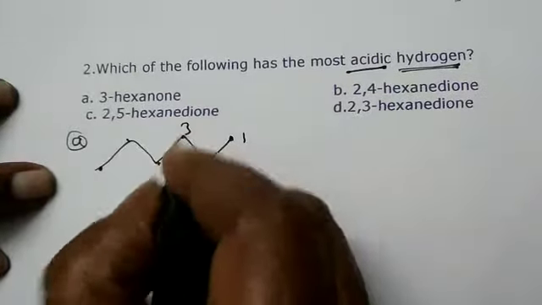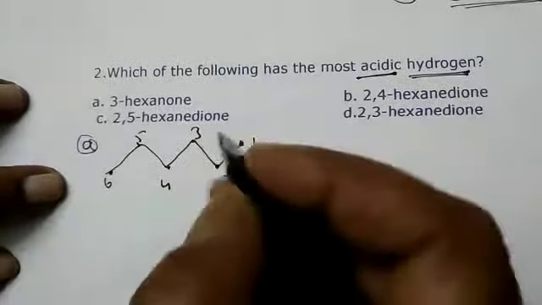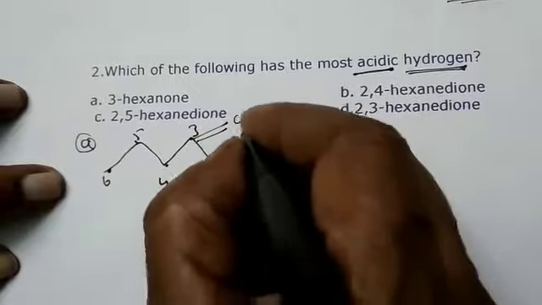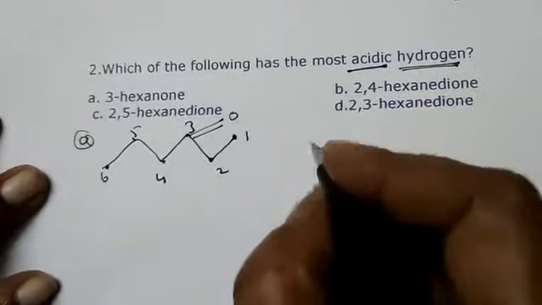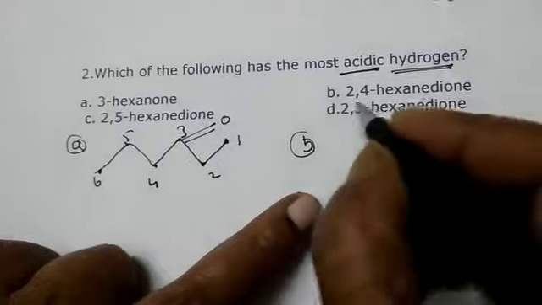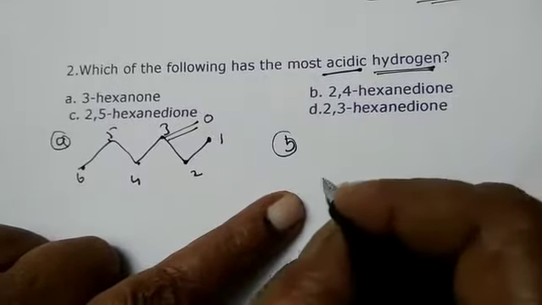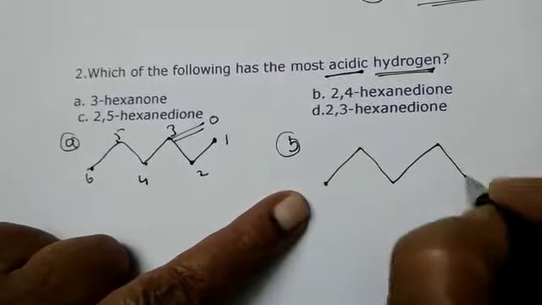Write the numbering 2, 3, 4, 5, 6. And the 3, there I am putting the keto group. So 3-hexanone. The next one is 2,4-hexanedione. So 1, 2, 3, 4, 5, 6.